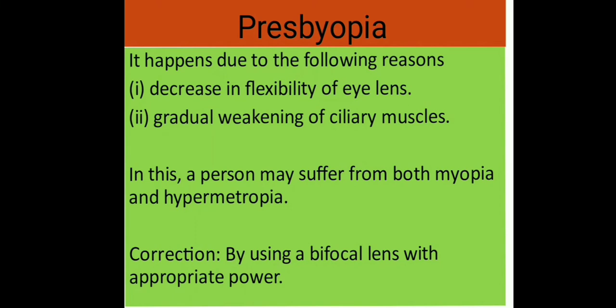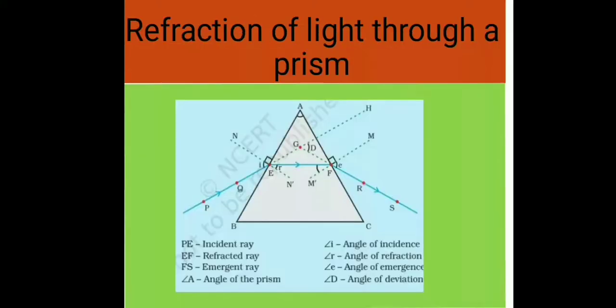Now come to the correction of presbyopia. By using a bifocal lens with appropriate power, we can correct presbyopia. A bifocal lens consists of both concave and convex lenses. The upper portion consists of a concave lens and the lower portion generally consists of a convex lens.